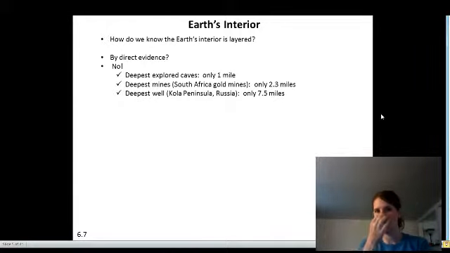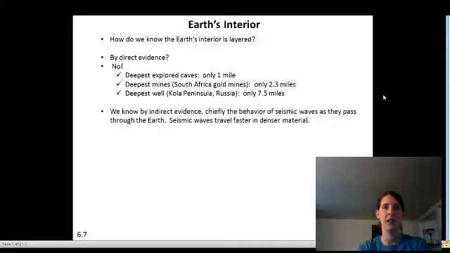Well, this well is still located on a peninsula, so it's still located on continental material, which is not very thin. The thinnest material tends to be oceanic material in the abyssal plains. So we haven't even broken through the crust with these depths. We know this by indirect evidence, primarily from the movement of seismic waves as they travel through the Earth.